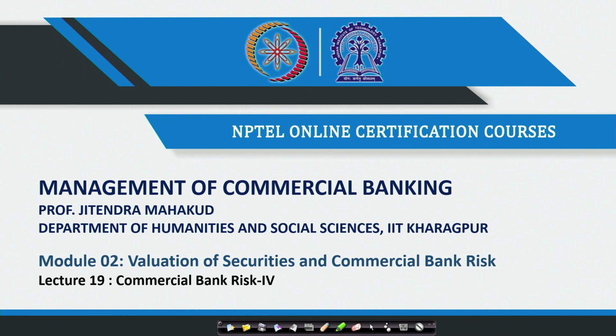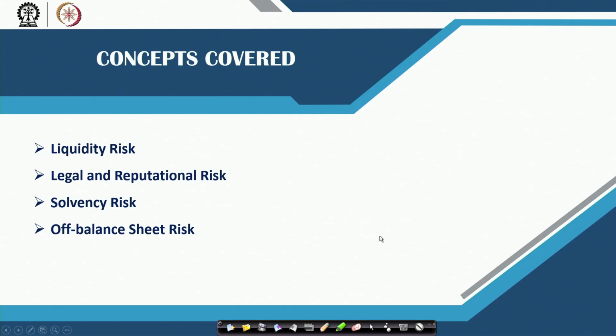In the previous class, we discussed certain types of risks that commercial banks always face, most importantly the credit risk. Then we discussed the market risk, and to some extent also the operational risk. Apart from this, the commercial bank also faces other types of risk, because all of you know that the basic objective of the commercial bank is to maintain both profitability and liquidity.